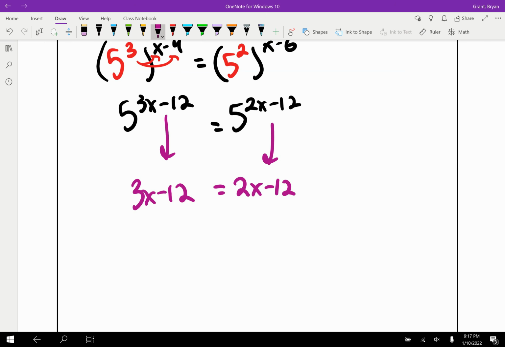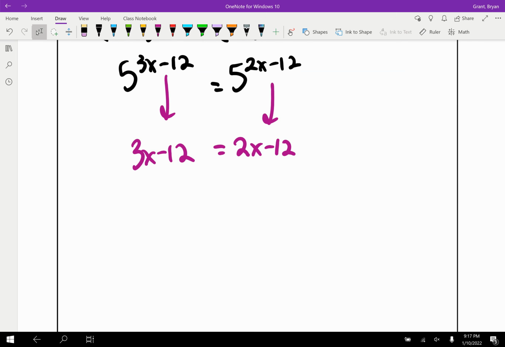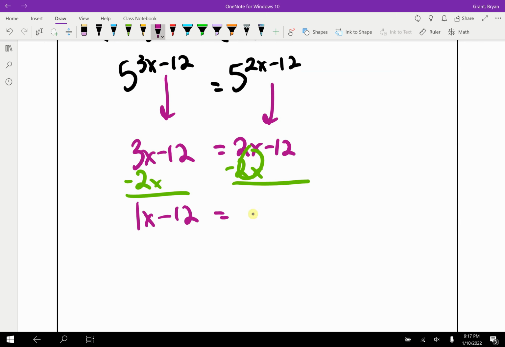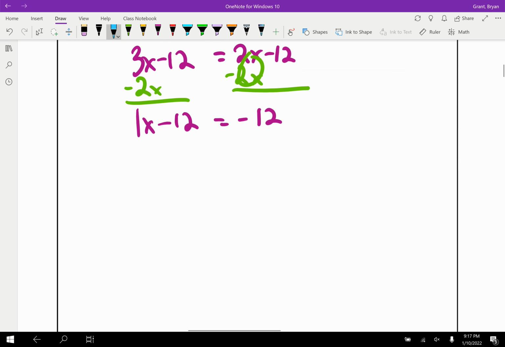Don't worry about the 12s, work with the x's. I'm going to subtract 2x from each side. That gives me 1x minus 12 equals negative 12. Now we can worry about the 12s. I'm going to add 12 to each side. And instead of 1x, we can just write x. That's the same as 1x. And negative 12 plus 12 is 0.